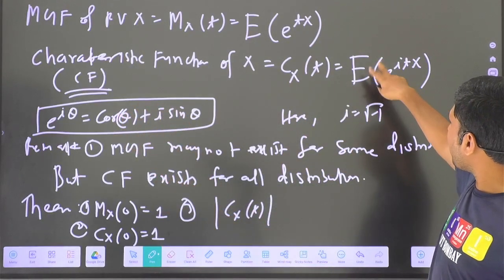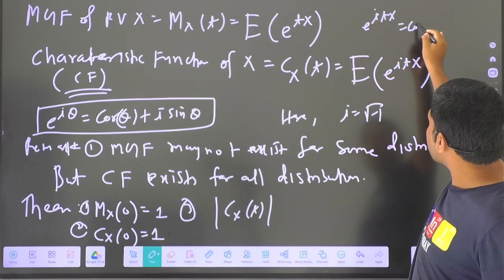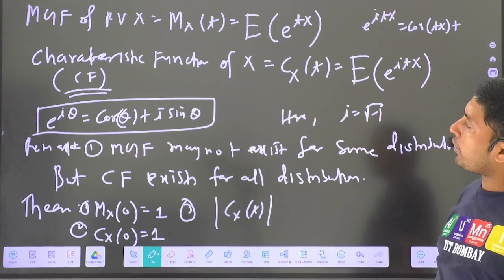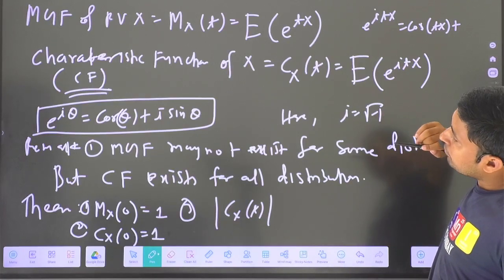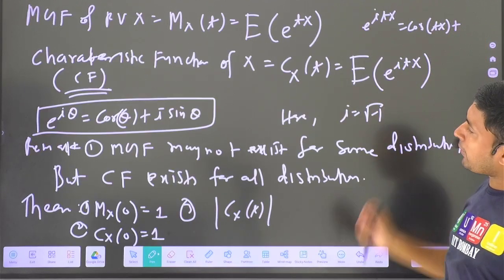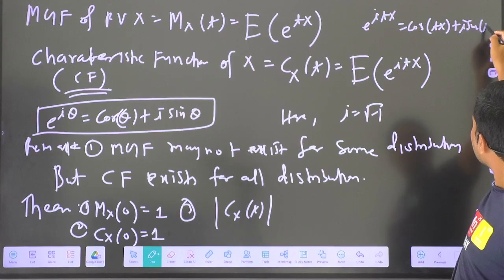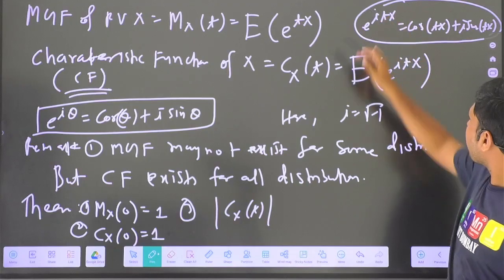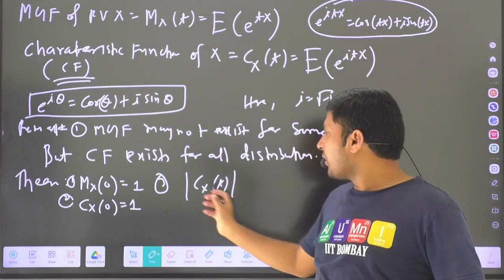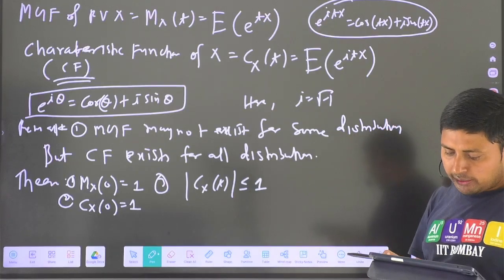In general, e raised to power iota tx can be written as cos tx plus iota sine tx. Since cos and sine are both between -1 and 1, the property is that the absolute value of the characteristic function is always less than or equal to 1, for all t.